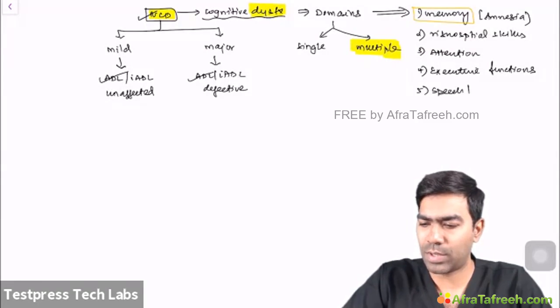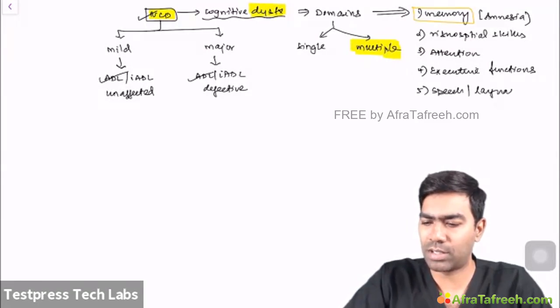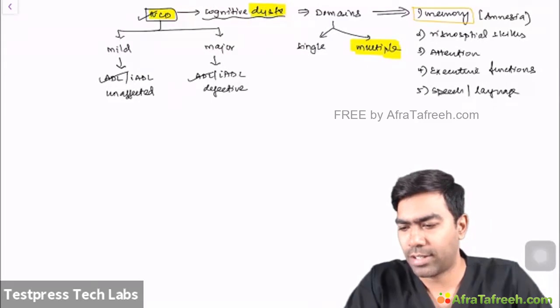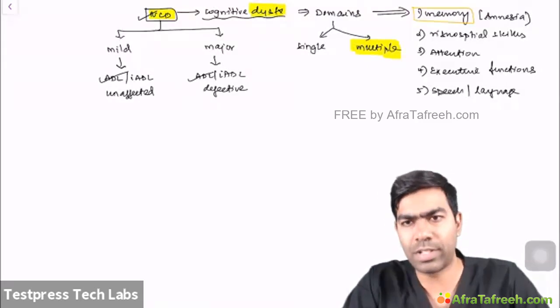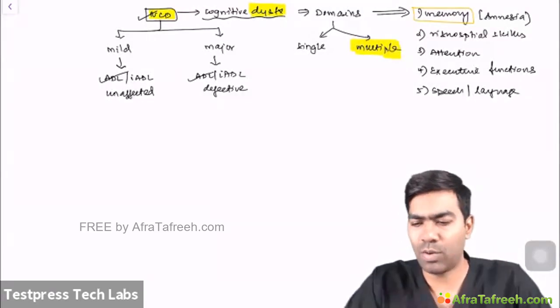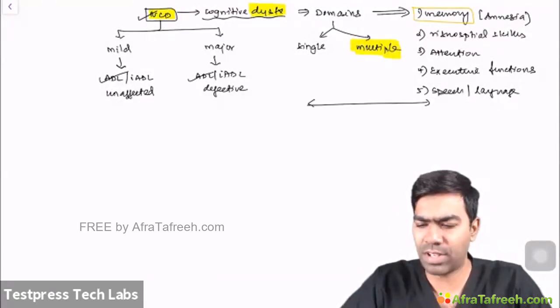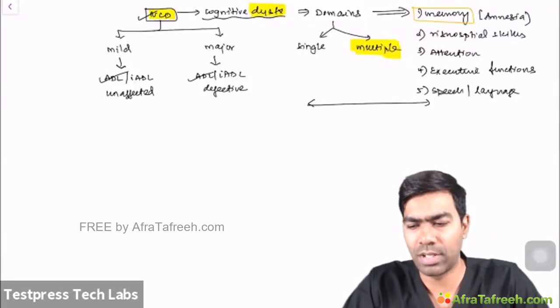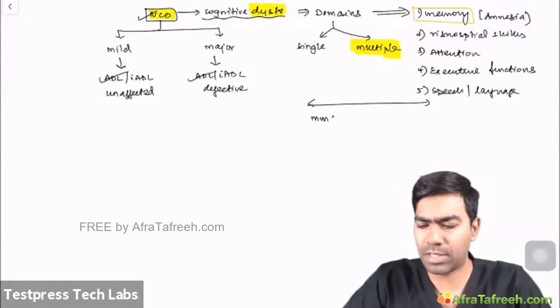Speech and language is another domain of cognition. Like this, we can write 15 or 20 domains, but these are the most important domains that we are really going to check for. And how do we check for cognitive dysfunction? We have different scales to check for cognitive dysfunction. Of course, we have the MMSE scale and we have the MoCA scale.